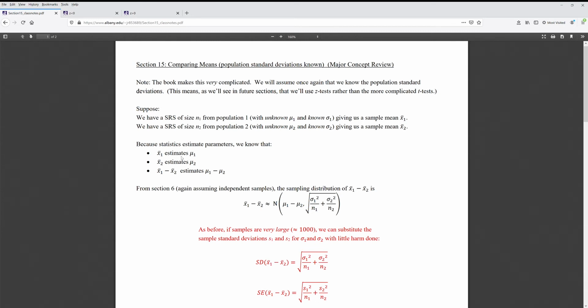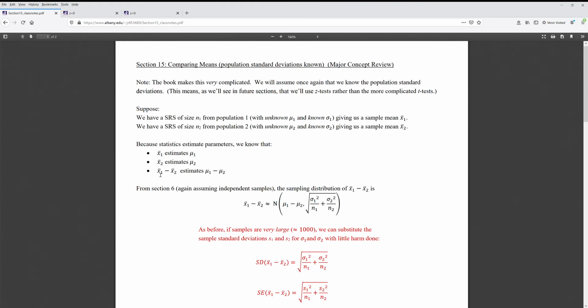So as we talked about in Section 14, x bar estimates mu. In particular, sample 1 mean estimates population 1 mean, and likewise for 2. So the average age of the New Yorkers you pick estimates the average age of all New Yorkers. The average age of the people from Massachusetts you pick estimates the average age of all people from Massachusetts. So just as we did in Section 14, the logic plays out pretty much exactly the same. The difference in the sample means estimates the difference in the population means.